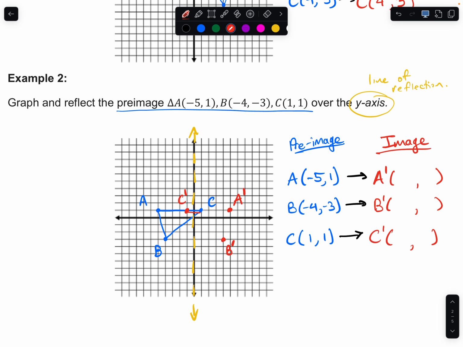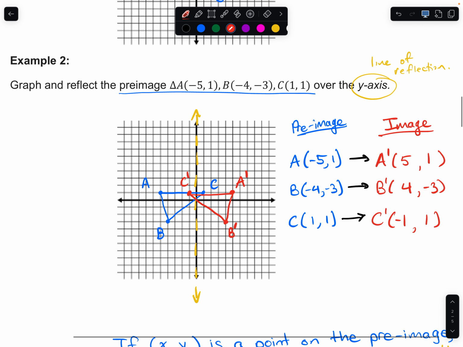Go ahead and connect your dots, draw your triangle, and sure enough, we have 2 triangles that are the same size and shape. If we write down the coordinates, we should have that the pre-image is 5, 1. B prime should be 4, -3, and C prime should be -1, 1. There we go. We just reflected the triangle over the y-axis.